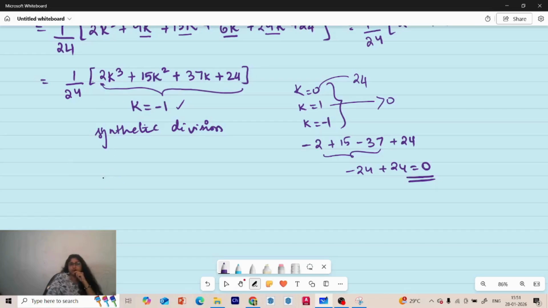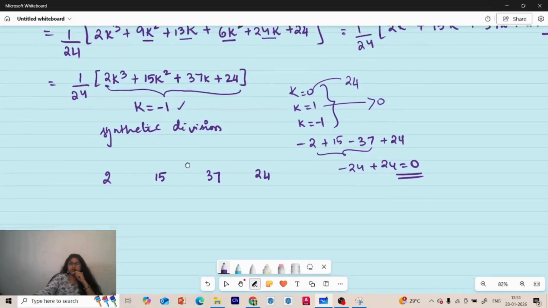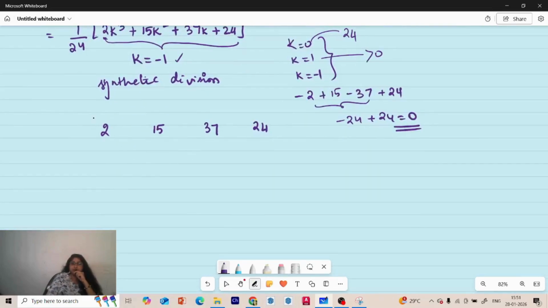The coefficient of the k cube term is 2, the coefficient of the k square term is 15, the coefficient of the k term is 37, and the constant term is 24 as it is. Okay? Now you make a table like this, like an L. First put 0 here, and subtract. 2 minus 0, so 2 comes down.